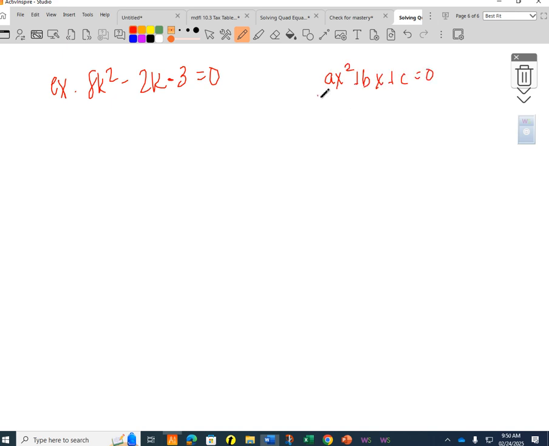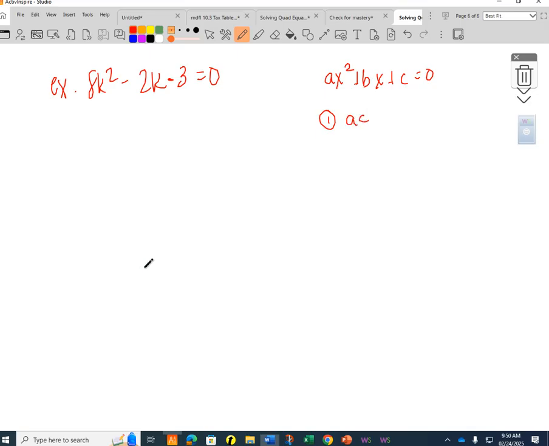So this is in the form of ax squared. So a is not equal to 1. If a is greater than 1, we've got to factor by grouping. We're going to split the middle term and then factor by grouping. So this is where our first step is a times c.